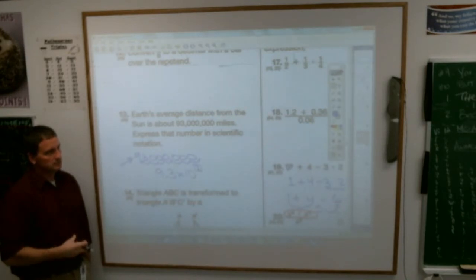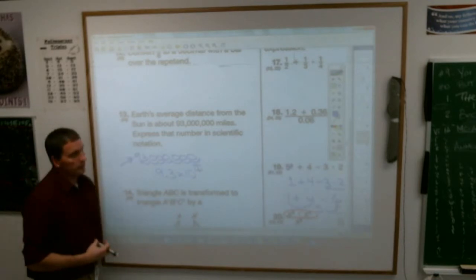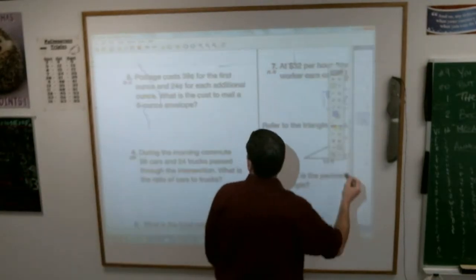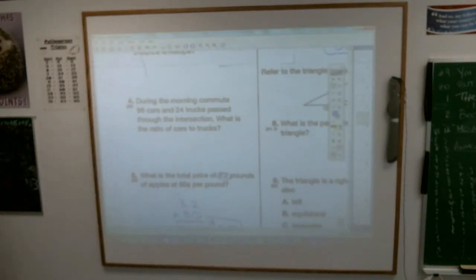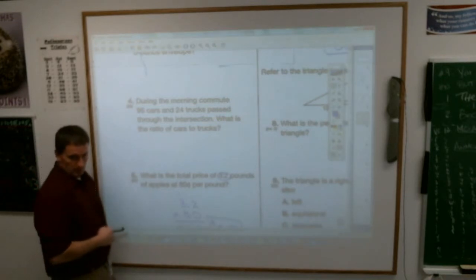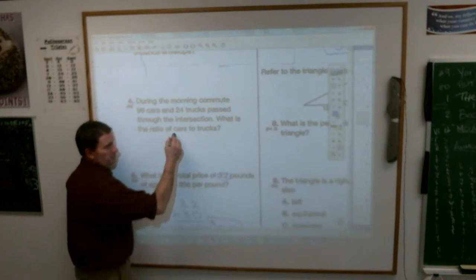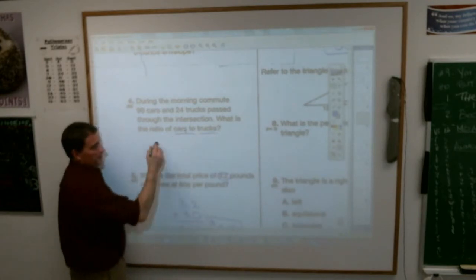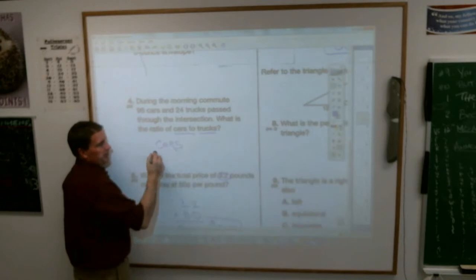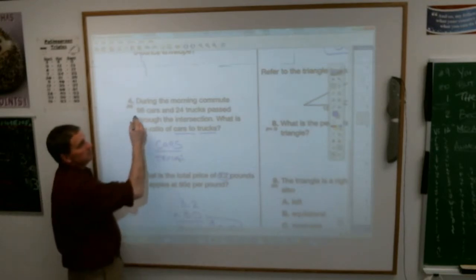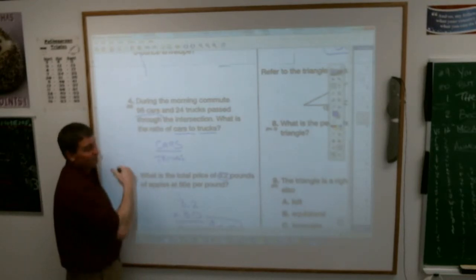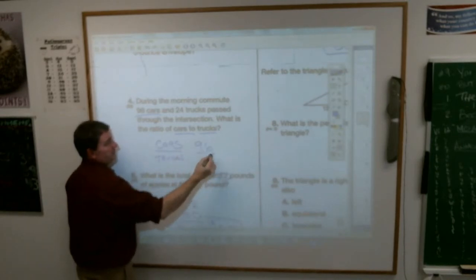Okay, Ron. Can you show me how to do 4? Let's look at 4. During the morning commute, 96 cars and 24 trucks pass through the intersection. What is the ratio of cars to trucks? Remember when it asks for a ratio, order is important. The first one given has to go on top. You need cars over trucks. How many cars were there? And how many trucks?